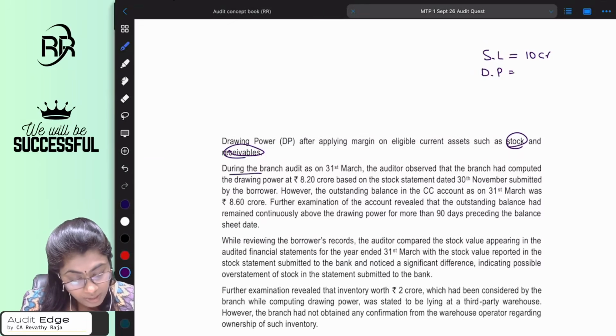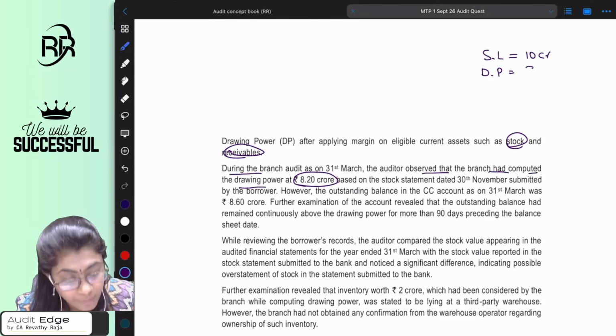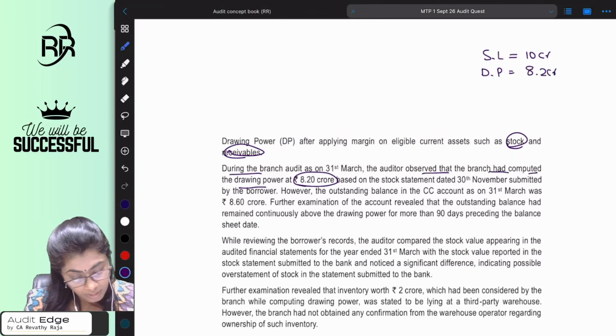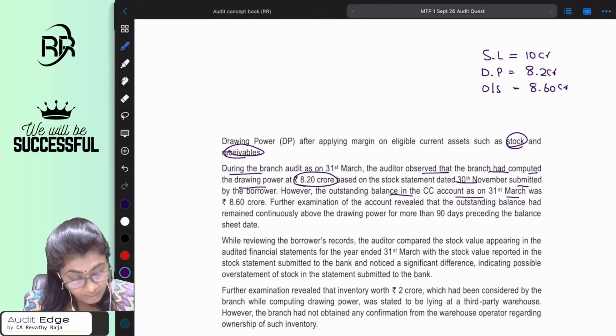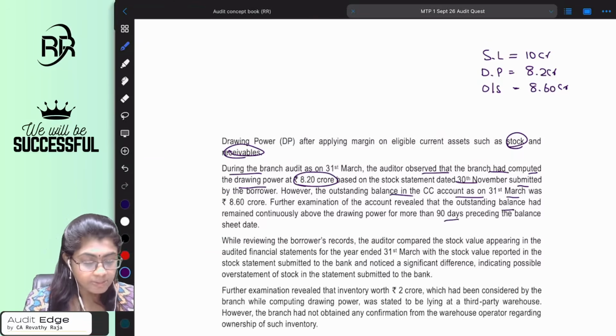The branch computed drawing power of 8.2 crore. Stock statement was submitted. The outstanding balance as on 31st was 8.6 crore. Further, on examination, it was revealed that the outstanding balance was continuously above drawing power for more than 90 days.